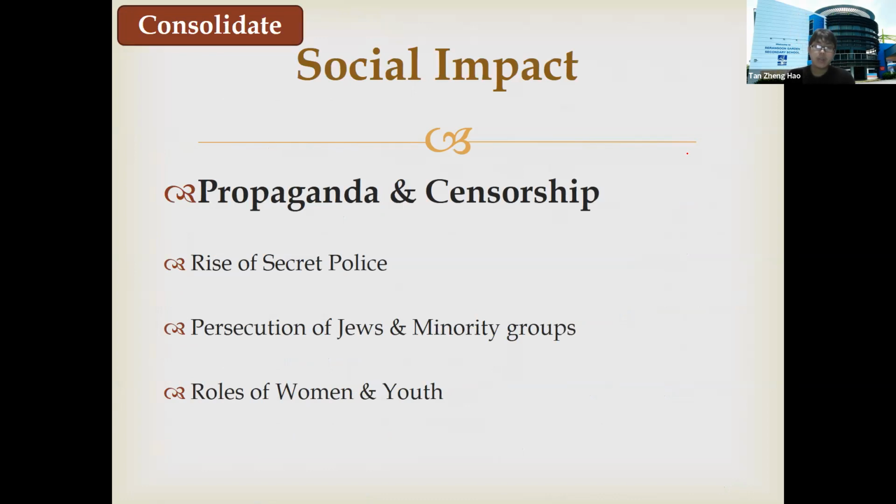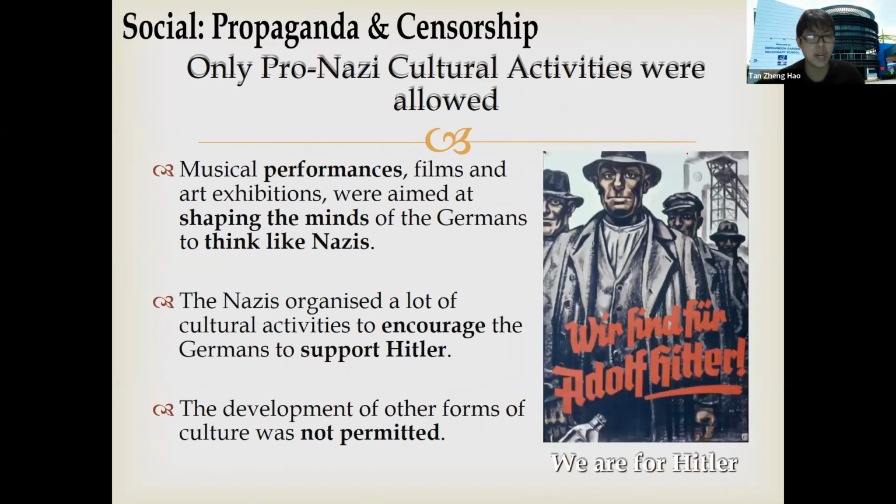All right. So now that we covered secret police, let's look at propaganda and censorship. Hitler didn't just want to rule by fear, he also wanted people to love him. A bit like Stalin, he wanted to be feared and also loved. So how did Hitler go about doing his propaganda? He only allowed pro-Nazi messages to be shown on all your media.